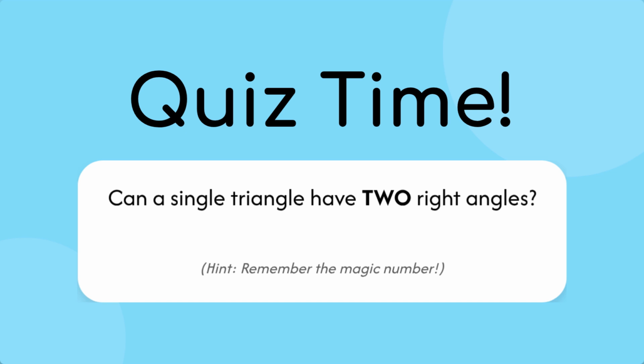All right, it's quiz time. Let's see if you were paying attention. Can a single flat triangle have 2 right angles inside of it? Think about our magic number rule.